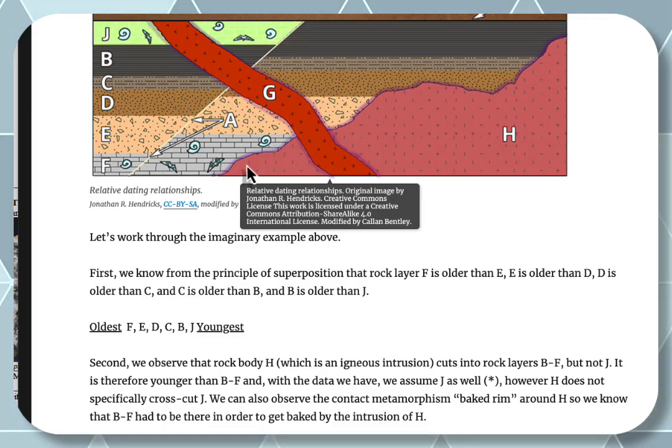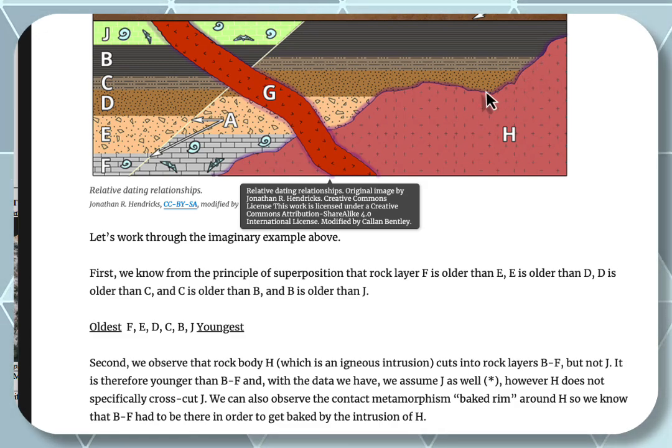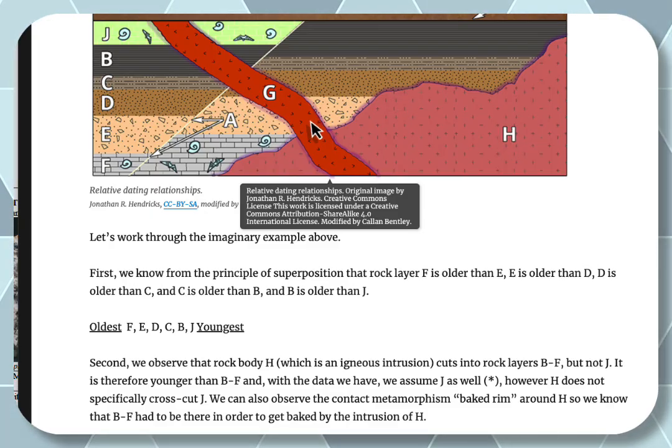So, for starters, with superposition, the oldest unit's always on the bottom, but there's a clue here. The clue is this purple little zone that occurs both in the granitic rock H and in this basaltic dike G. That purple zone is the contact metamorphic zone, which means it's a bake zone, a burn zone. So this H must be younger than these units it's burning, right? Because these units were there and this letter H came in after these units were already there.